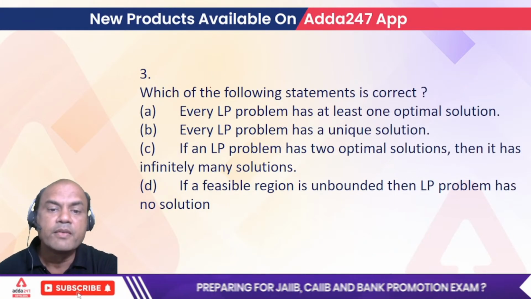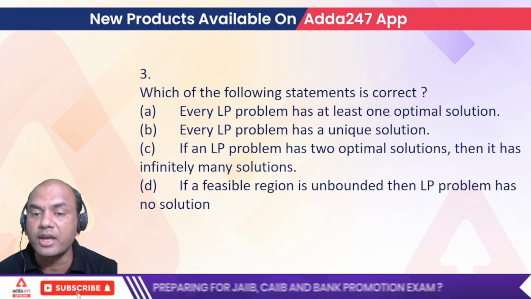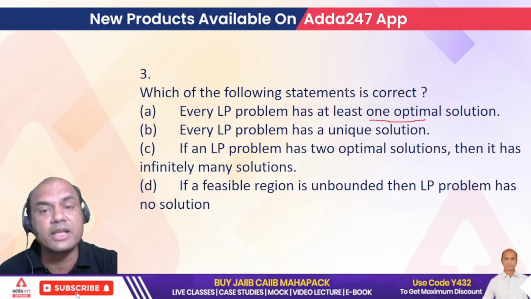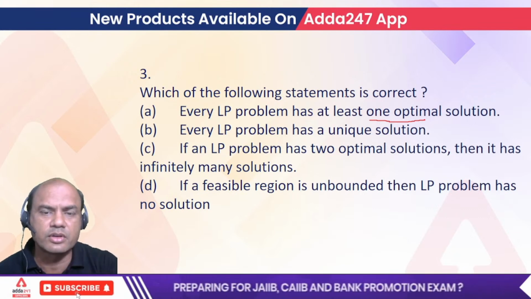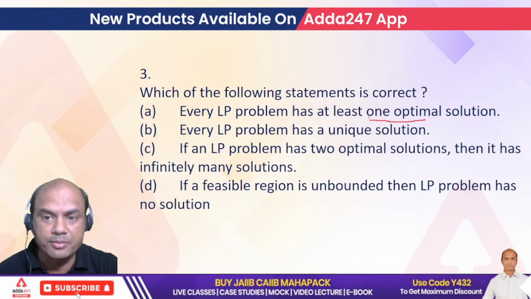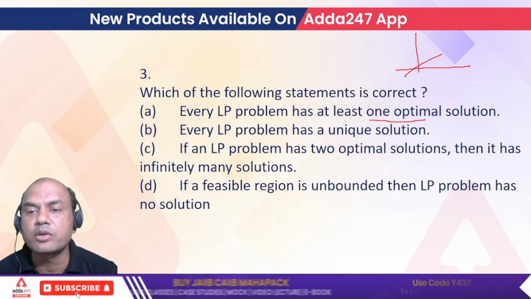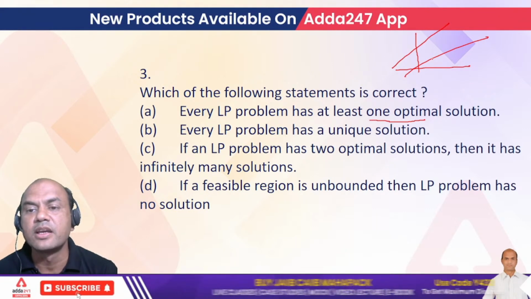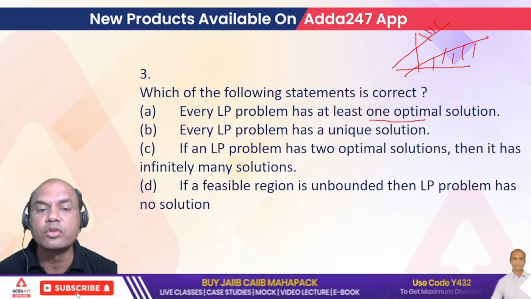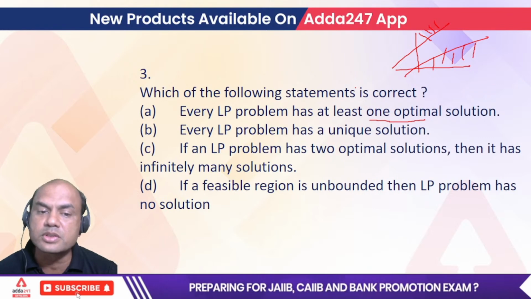Okay. Which of the following statements is correct? Every LPP has at least one optimal solution. Is this correct? I have taken 6 cases in one of my lectures, so follow that lecture. We have covered 6 cases of LPP. I'll show you one case over here also. Suppose this is my LPP and these are my 2 constraint lines, and these are my feasible areas. This is one and this is the other feasible area. Now is there any common area over here? So, every LPP has at least one optimal solution. Is it true? No. There can be an LPP which has no solution at all, right?